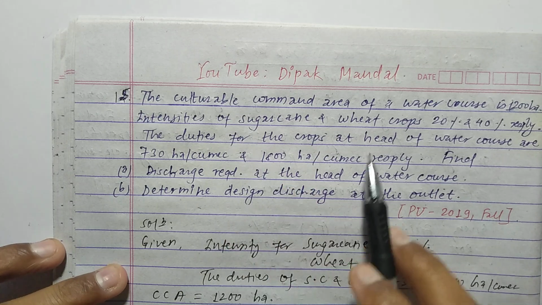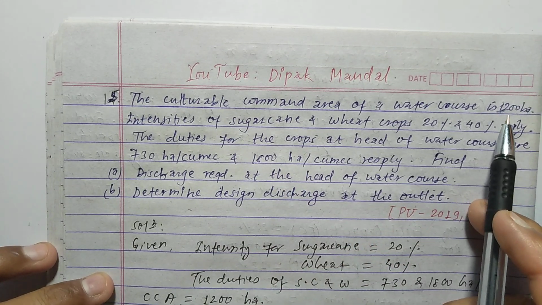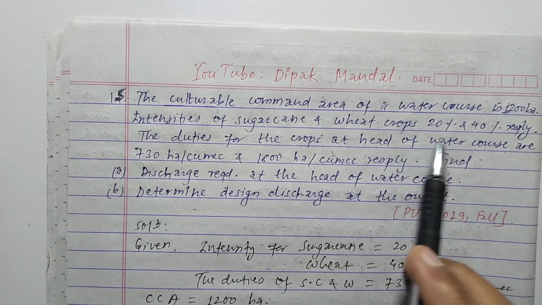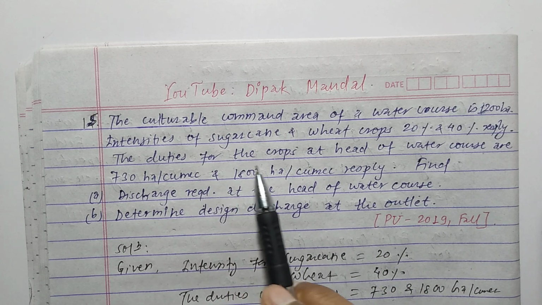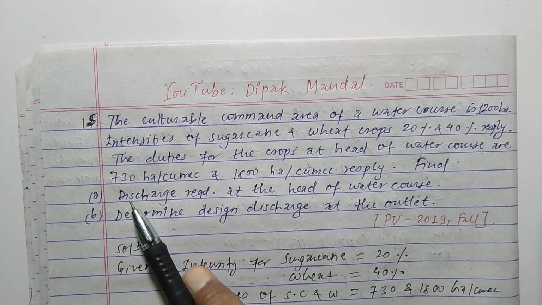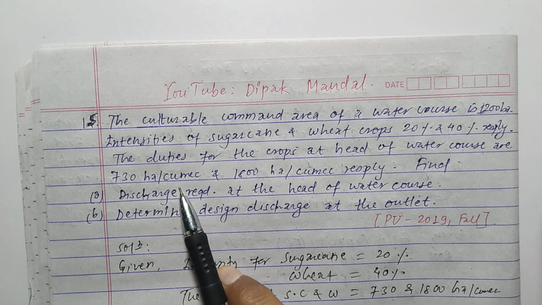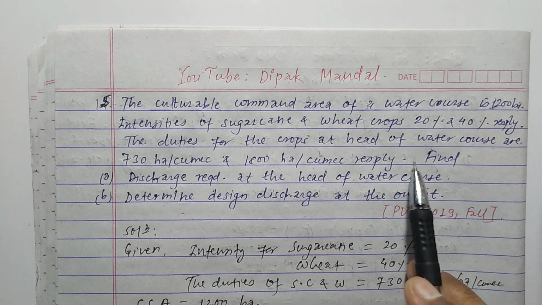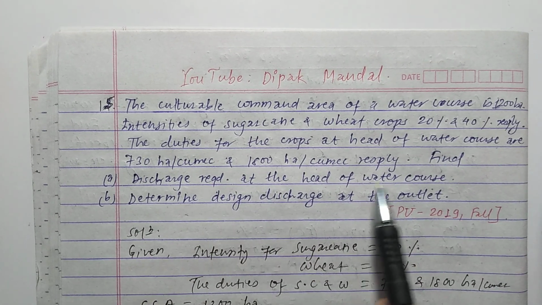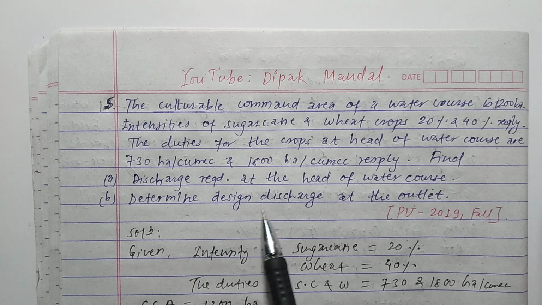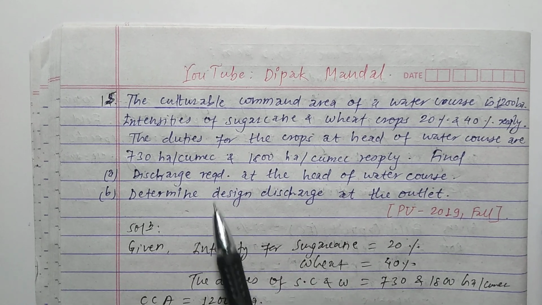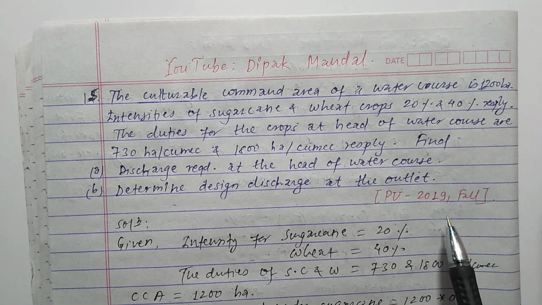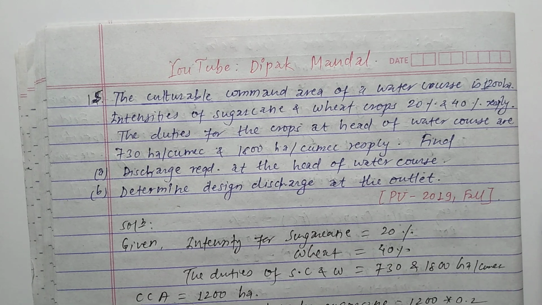The cultivable command area of a water course is 1200 hectare. Intensity of sugar cane and wheat crops are 20% and 40% respectively. The duties for the crops at the head of water course are 730 hectare per cumec and 1800 hectare per cumec respectively. So this is given in the question. Now we have to find the discharge required at the head of water course and determine the design discharge at the outlet. So this is the question, and this was already asked in Pokhara University 2019 fall. Now we have to solve this numerical. So how can we solve?